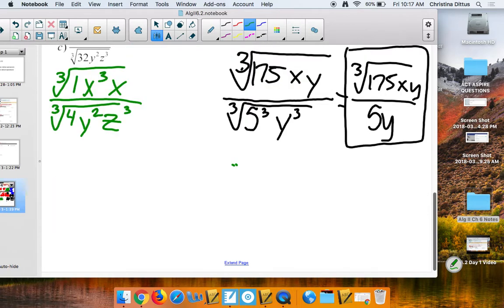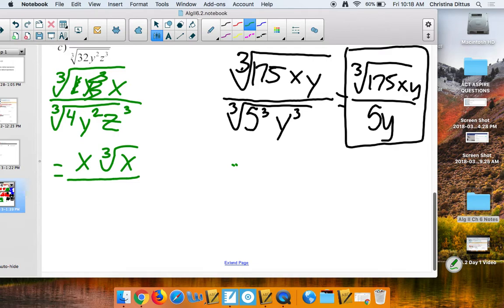Okay, so in the top, my 1 doesn't really matter. I just wrote it there for good conscience. My x cubed, what can I do with it? Take it out. So I have x, and what am I left with? Cubed root of x. Okay, top's all good to go.